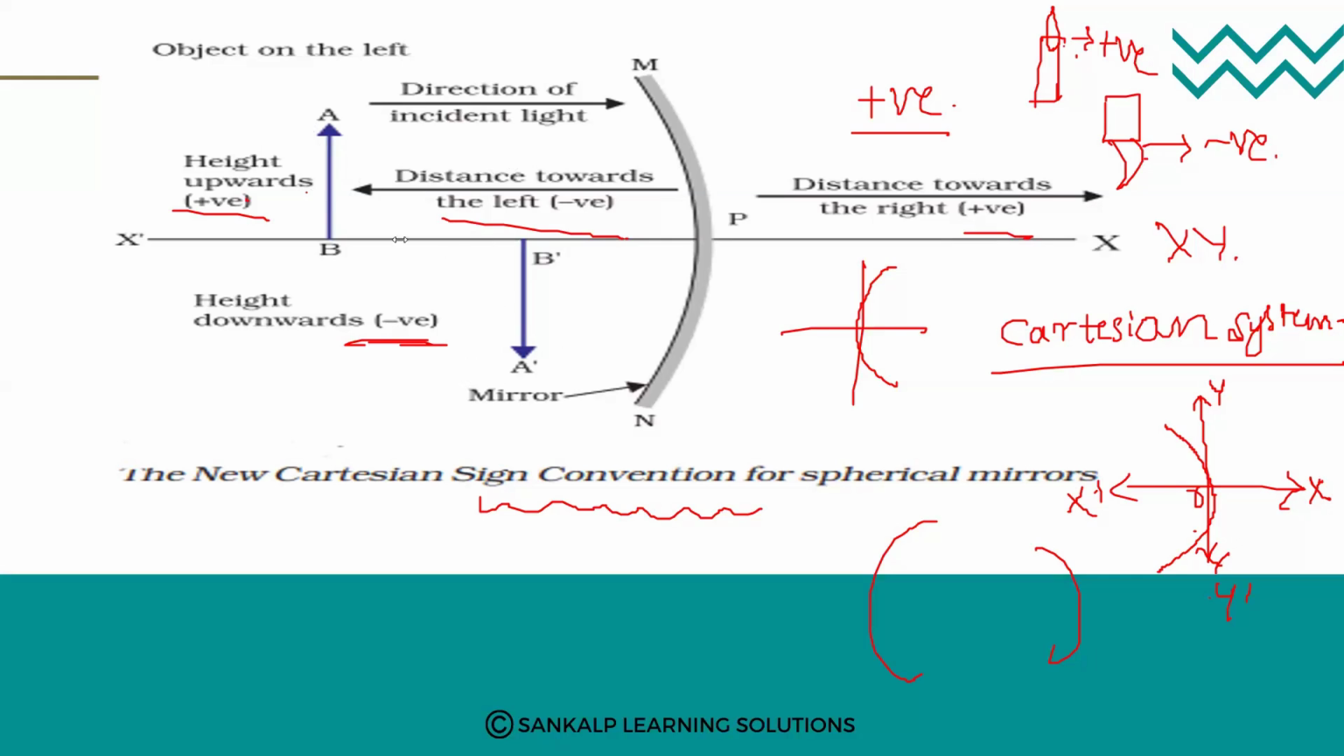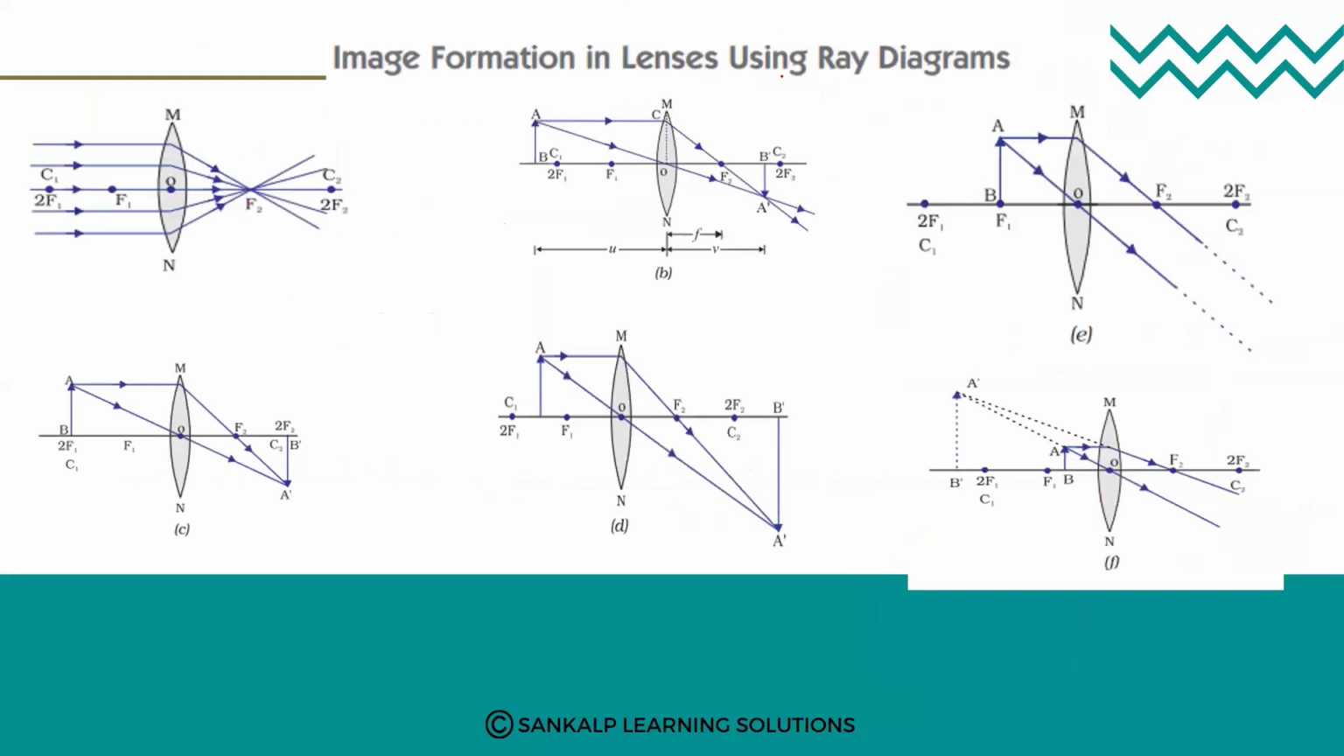So in case of magnification, negative means that is concave mirror. Positive means that is convex mirror. Remember. Next one, image formation in lenses using ray diagrams. Okay, so here lenses are there.